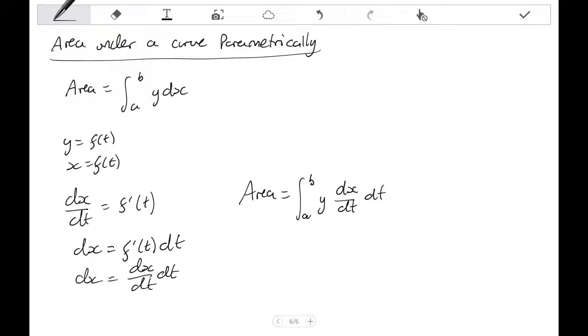So if you get given two parametric equations, all you need to do is calculate dx by dt, multiply it by y, and integrate with respect to t, and that will give you the area. That is the whole chapter. That's all that we've got to look at for this chapter.